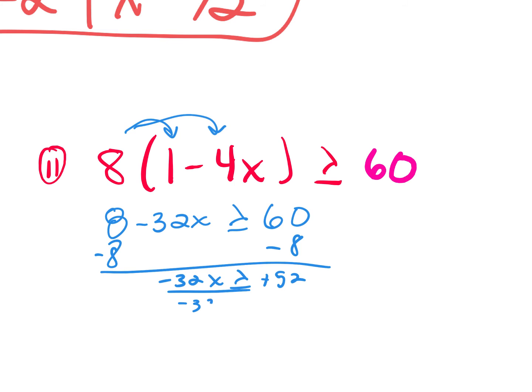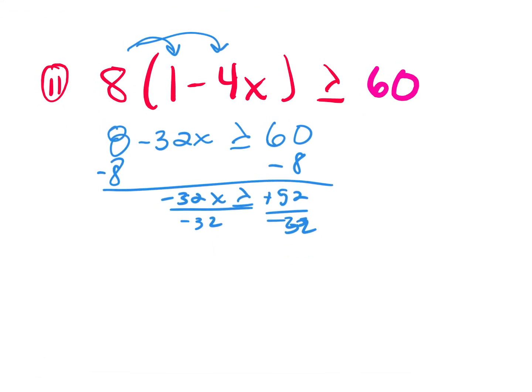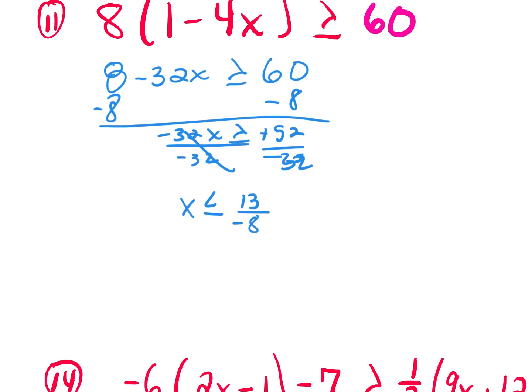Divide both sides by negative 32. When we divide, ladies and gents, by a negative number, we have to flip our inequality sign. So we flip our inequality sign, and we have 52 divided by negative 32. Well, we can simplify that. 52 divided by 4 is 13, and 32 divided by 4 is going to be negative 8. So x is less than or equal to negative 13 over 8.